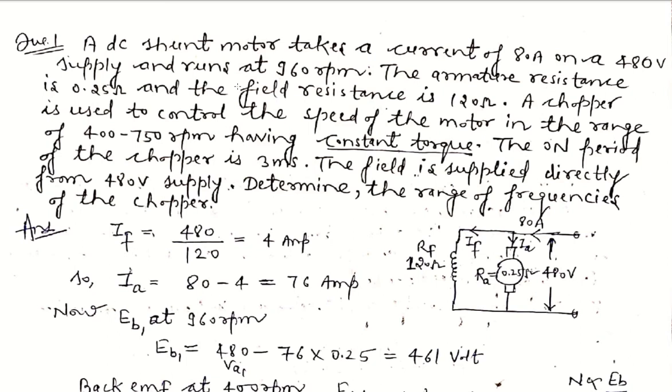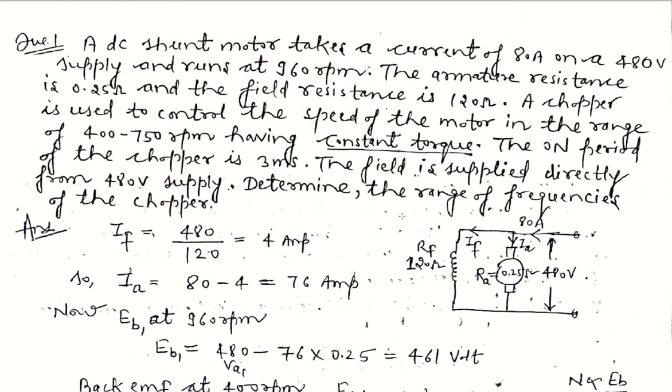So in this problem we have to control the speed of the shunt motor in the constant torque region and in the range of 400 to 750 rpm. The chopper is supplied at the input terminals of this DC motor. By varying the duty cycle of the chopper, we will control the speed of the DC motor.